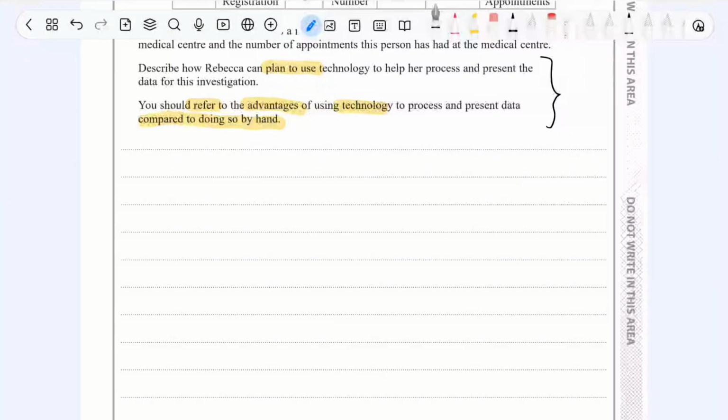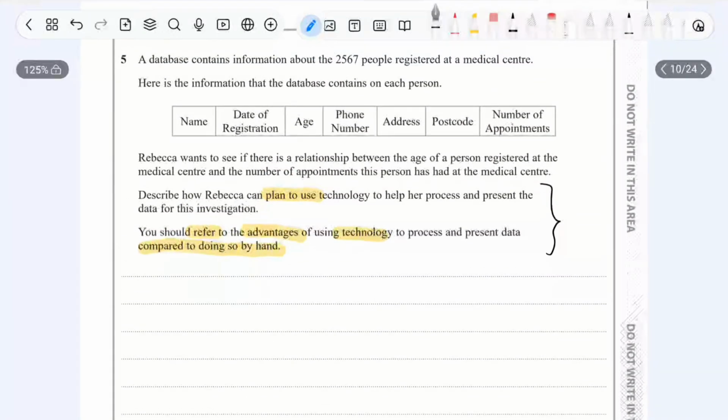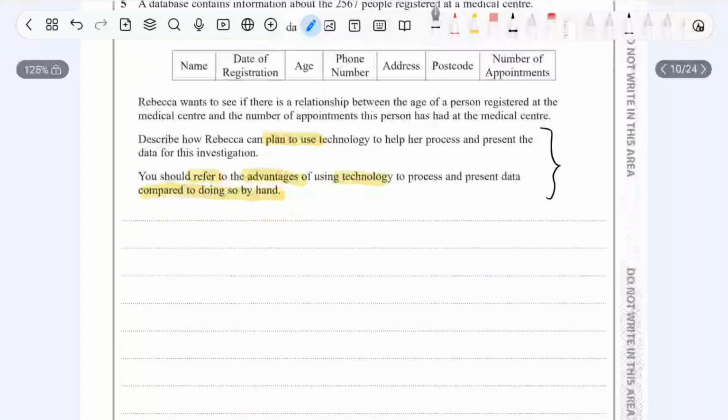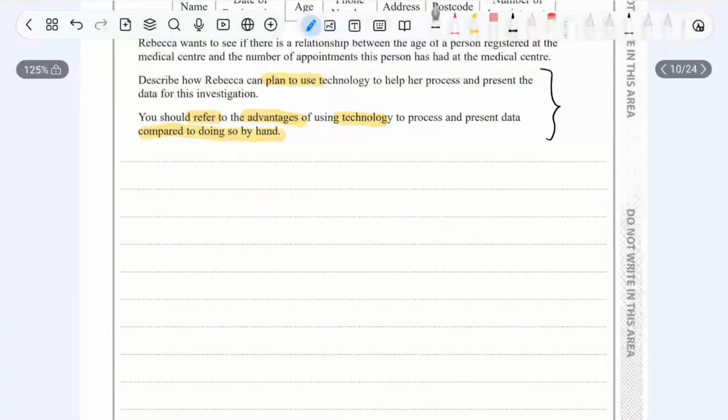So if we look at the planning, what can we do with this data? Well, we know that there's 2,567 people, which is a lot. And Rebecca's aim is to see if there's a relationship between the age of a person and the number of appointments. So she's going to have to select people, right? So how can she do this? Well, we can use simple random sampling. If you don't know what that is, please do revise that. I've got a video on that.